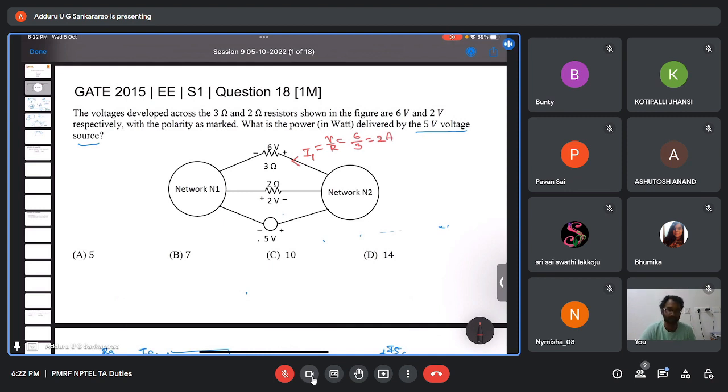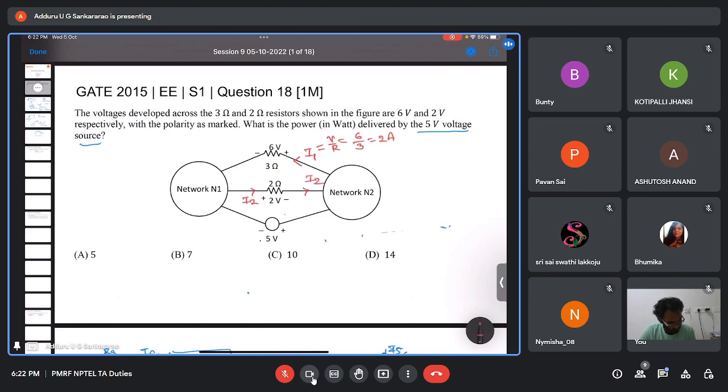Now what about the second branch? Since the plus is here, current enters here. So I2 is entering the network 2. Now what is I2 here? I2 equal to 2 volts by 2, so 1 ampere.